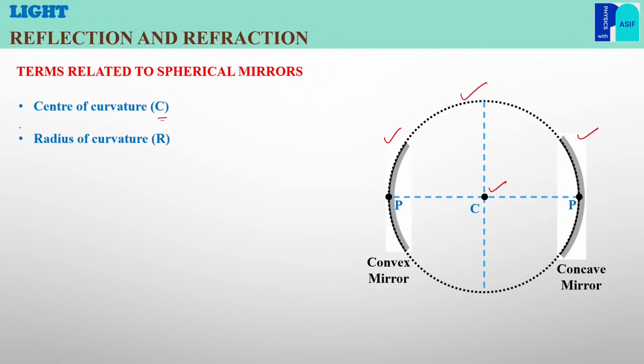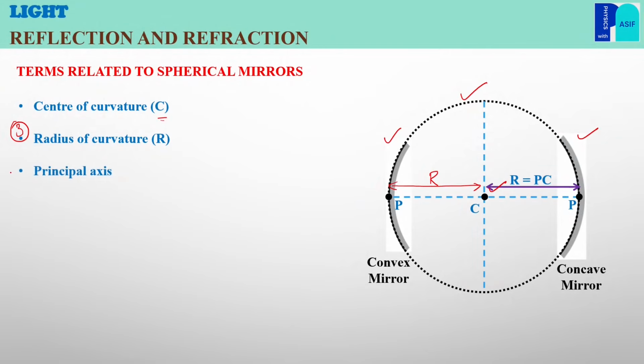The third term is the radius of curvature, and simply it is the radius of the sphere from which you are taking a concave mirror or a convex mirror, that is, a spherical mirror. From this figure, the distance between the center of curvature and the pole of this spherical mirror is defined as the radius of curvature. Since we are showing both types of mirrors from the same sphere, you can take either the right hand side or the left hand side, and this distance will also be the radius of curvature of the spherical mirror. It is denoted by R, and R is equal to PC, that is the distance between the two points, the center of curvature and the pole of the mirror.